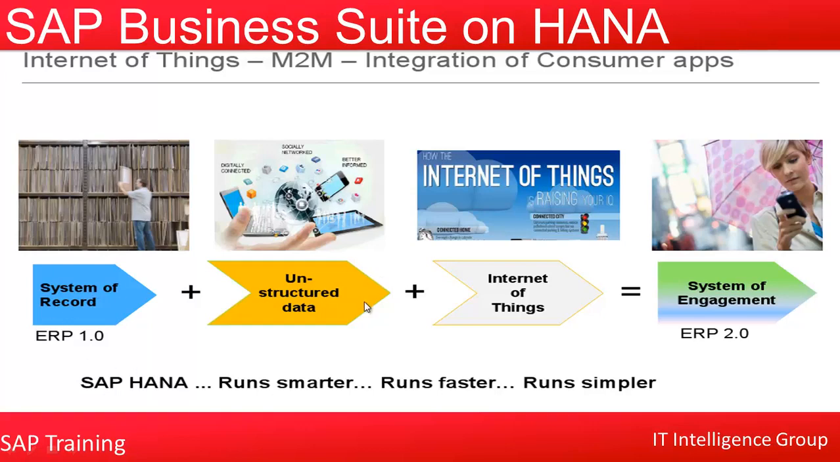Now this shows your system of record, ERP 1. You have unstructured data also coming into it, and internet-related social media coming into it. ERP 2.0 is the system of engagement, that is, SAP runs faster, runs smarter, runs simpler. That is the logo for SAP HANA, the three key benefits SAP HANA brings to the table.